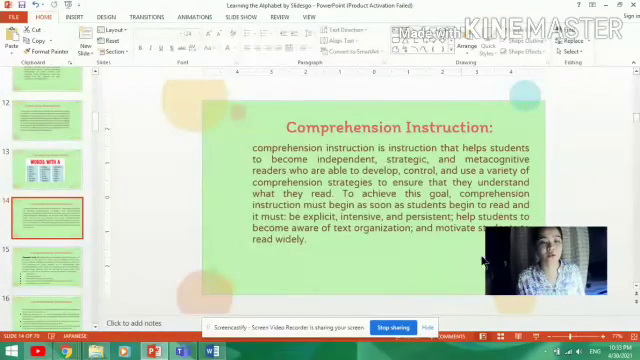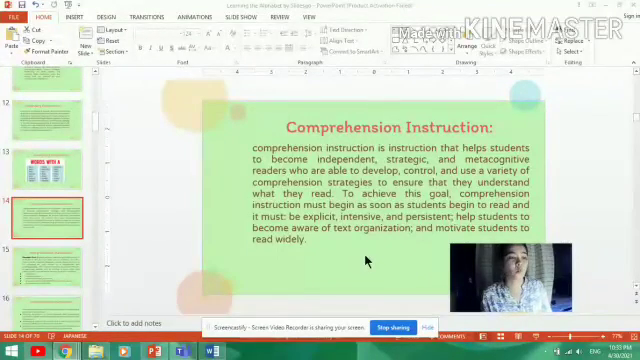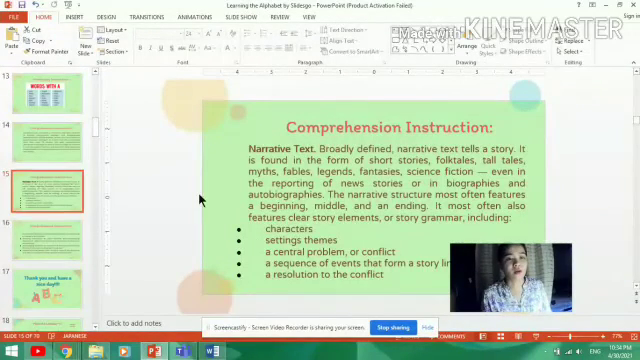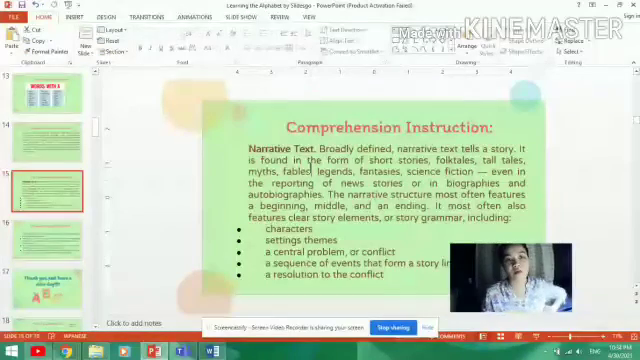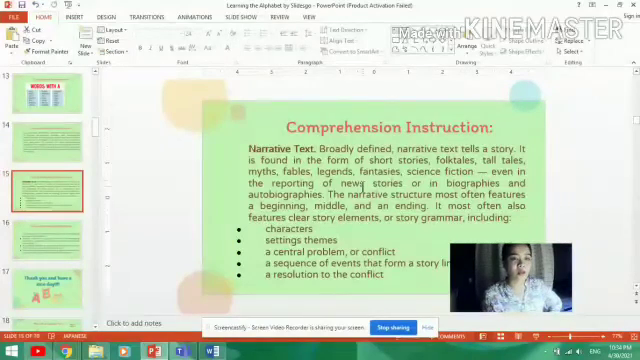This helps students become aware of a text's organization and motivates students to read widely. For example, give them a narrative text. They will read the text or tell the story, in the form of a short story, and then they will identify the characters, setting, themes, central problem or conflict, and the sequence of events. By reading the text, they will understand comprehensively what they read.